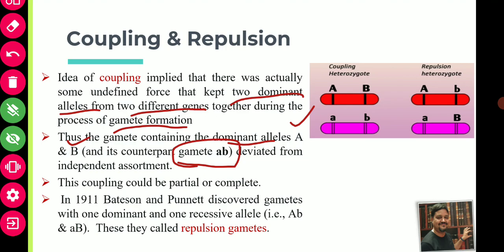In 1911, Bateson and Punnett discovered gametes with one dominant and one recessive allele. So again they worked and they found that there are gametes with a new combination, not of parental type, where dominant and recessive alleles come together, and they termed it a repulsion gamete. So they gave the idea of coupling and repulsion: if dominant alleles are coming together, that is called coupling, and if the dominant and recessive both are trying to come together, that is called repulsion.